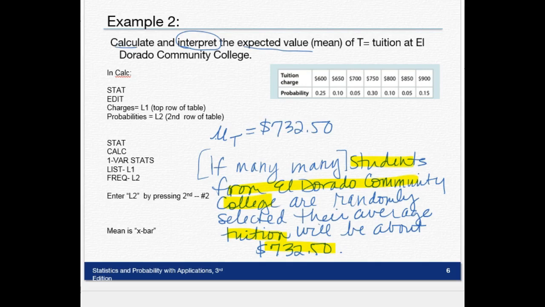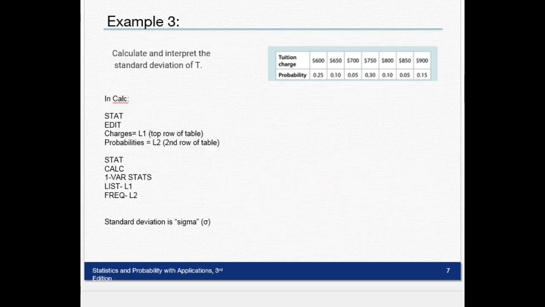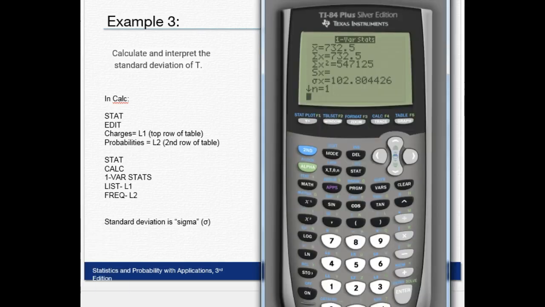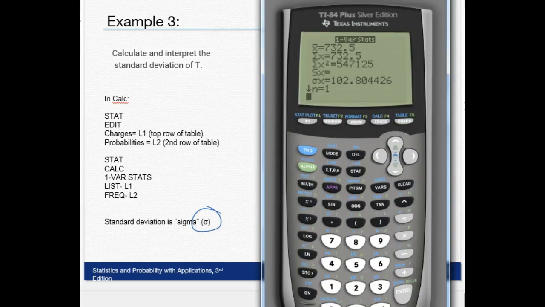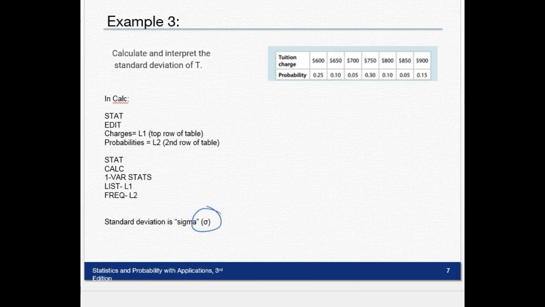Now, moving on. It says calculate and interpret the standard deviation of t. Well, if you've done the mean, you have this screen on your calculator, right? Notice the sigma that's right down there. It looks like this little o. It's this shape right here. Look for that sigma. See it right here? It's at 102.80. That is the standard deviation. Okay? So I would put sigma of t is, from the calculator, 102.80. Remember, we're talking dollars and cents, so you don't need 3 decimals, you just need 2. So that's the calculate part. Easy, right? Calculator did it.